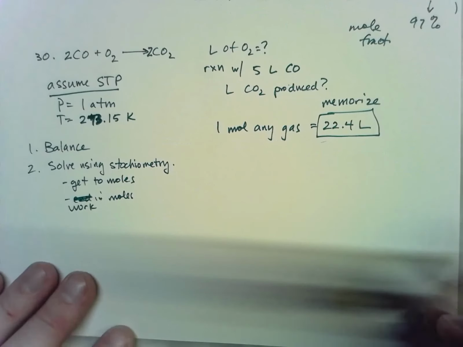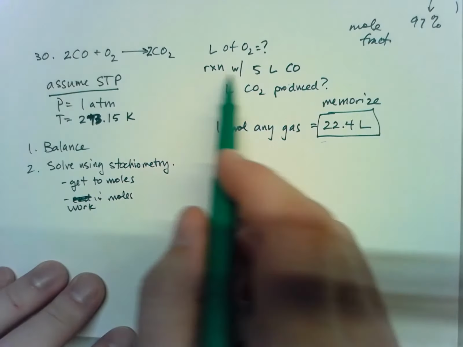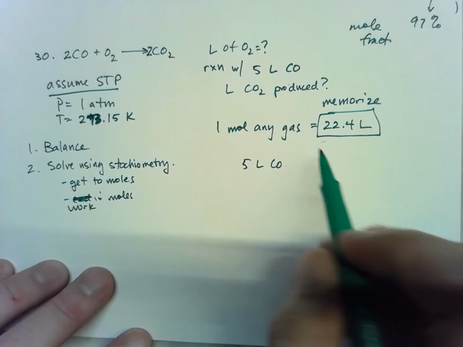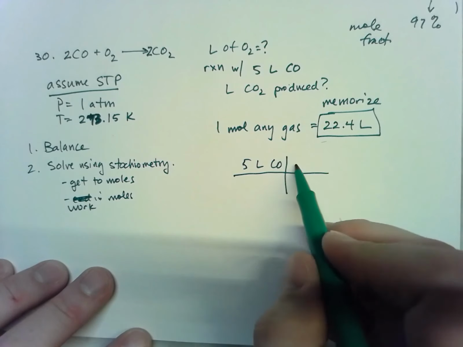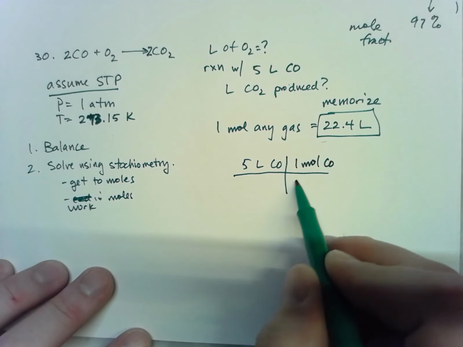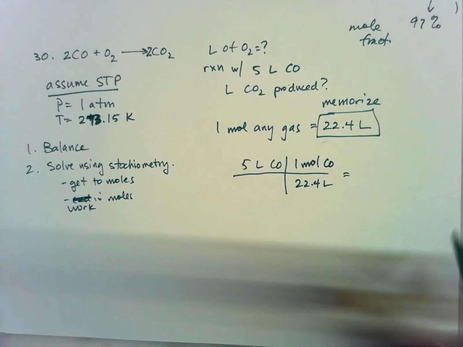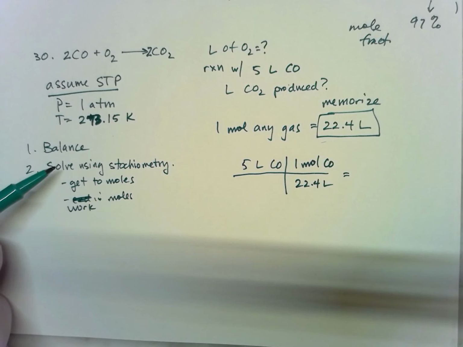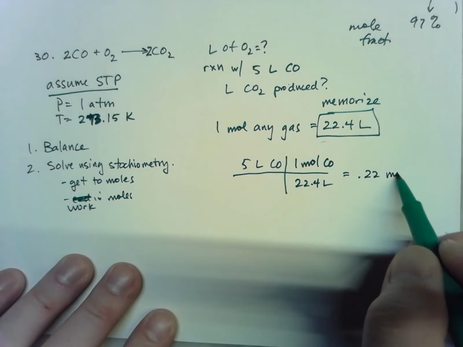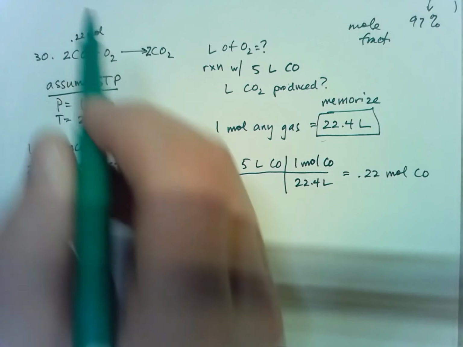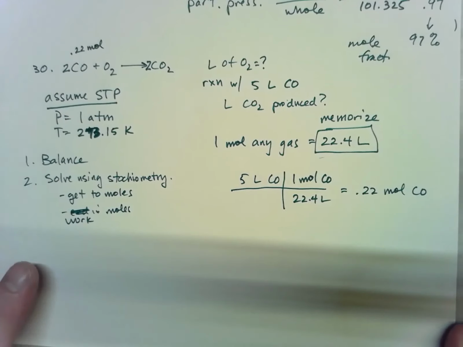Okay, so let's know that this is the reaction. We got 5 liters of CO, so we're going to say 5 liters of carbon monoxide, and 1 mole of carbon monoxide is 22.4 liters. And what's that going to get us? Five divided by 22.4 gives us 0.22 moles CO. Okay, so I'm going to put 0.22 moles up there. And what do we want? We want to know the liters of O2.